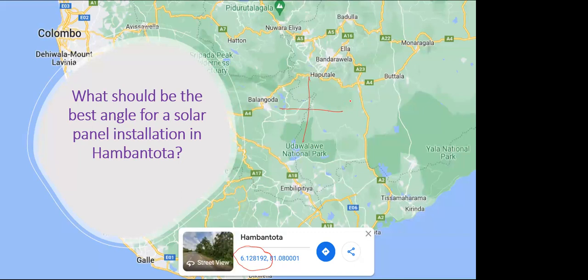Orientation means like this. This is east, this is south, this is west, this is north. Which direction should a solar panel be faced? East, west? Why west? So that high power can be generated, that the waste is less. Should it be south? Due south?